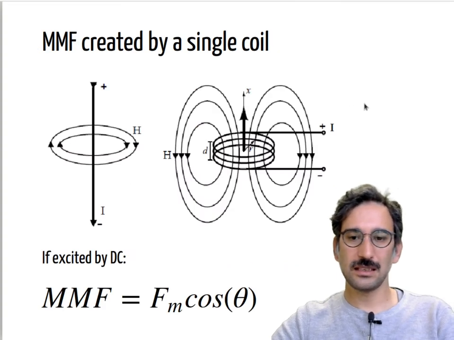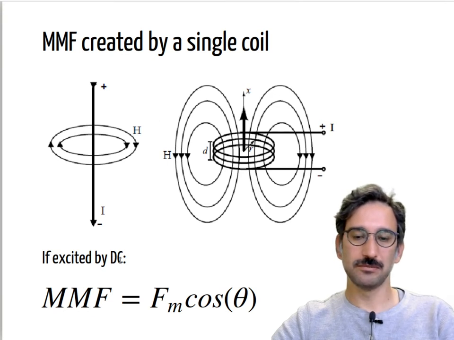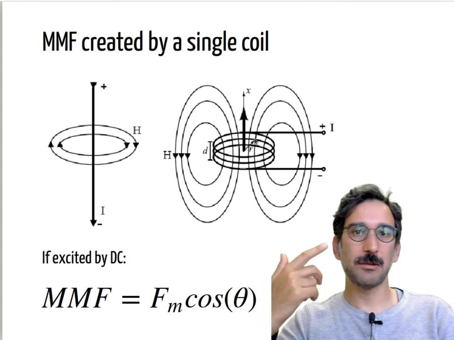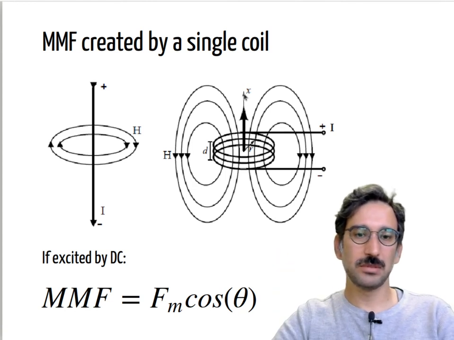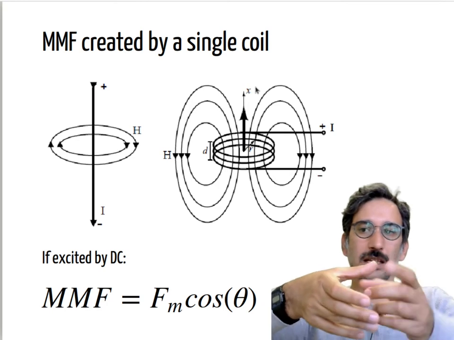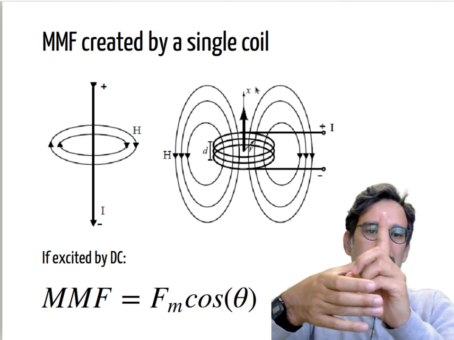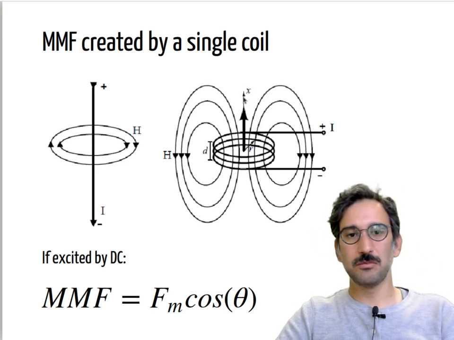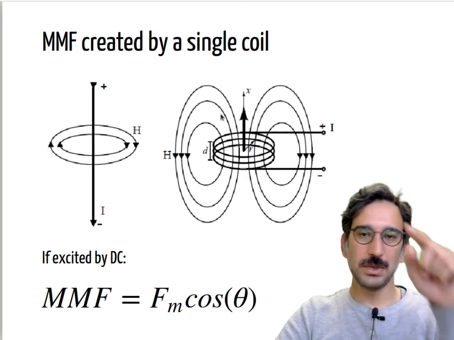Then the second thing: what happens if I excite a coil with DC? It just creates a constant MMF. But constant where? The coil has the maximum MMF along its axis. If you have a Gauss meter or that kind of sensor and bring it here, you will have the maximum amount of B.